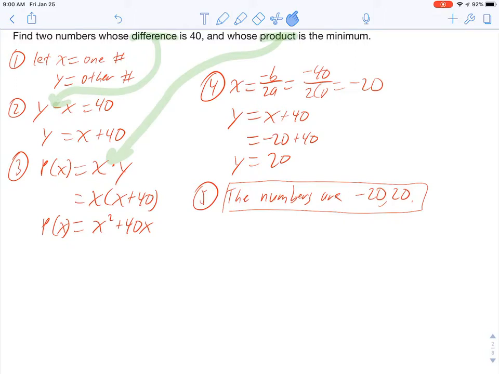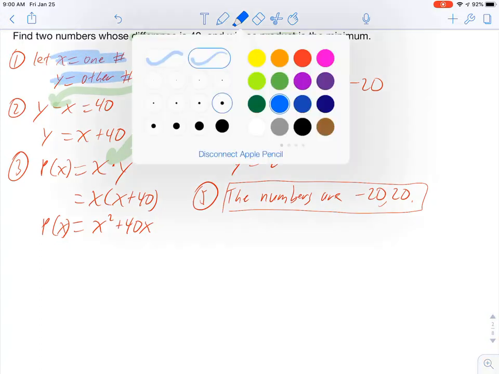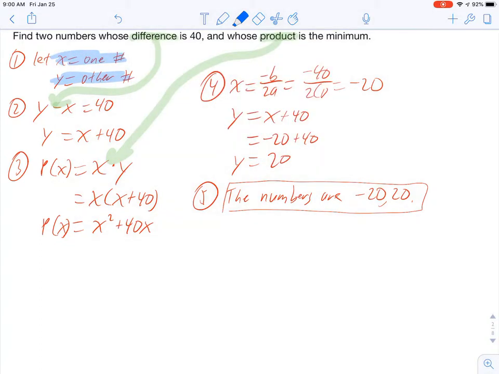Here it's similar to the previous problem, only the difference is a difference of 40. So similar to what we did the first time, I let x equal one number and y represent the other. I'm just going to use highlights to point. The next step, since the difference is 40, that's why it's y minus x.